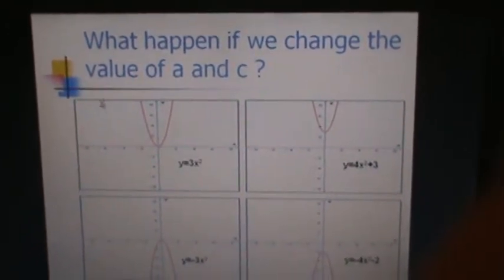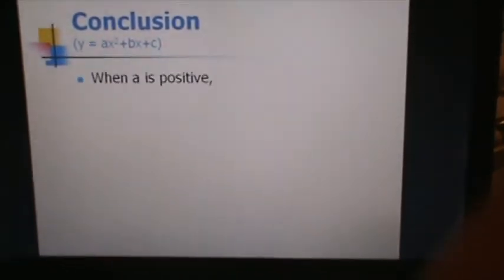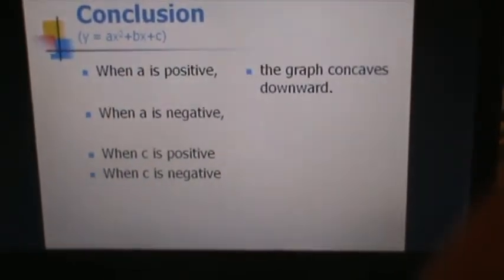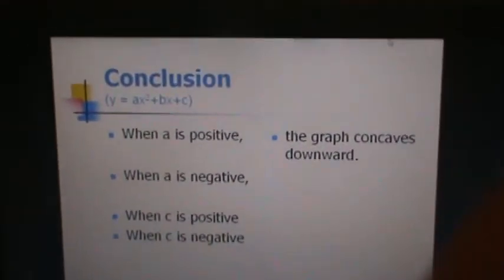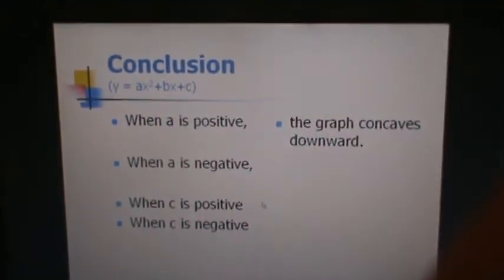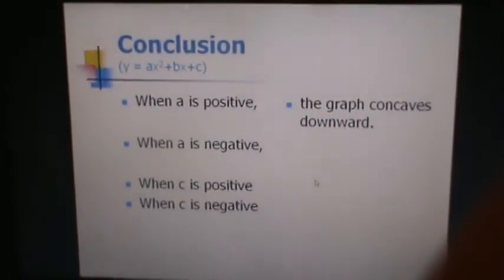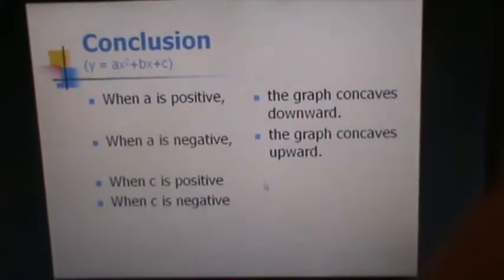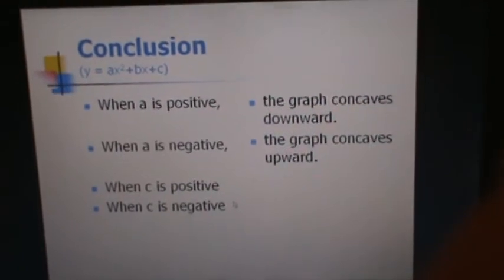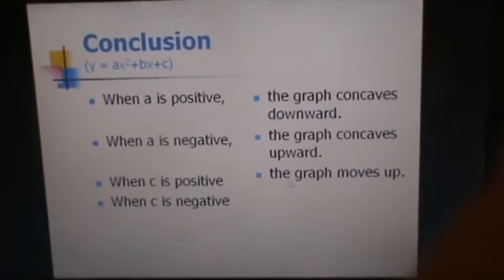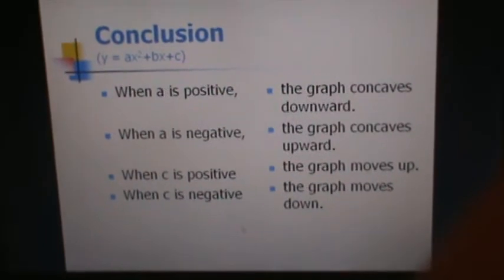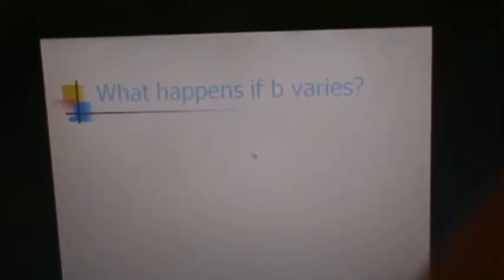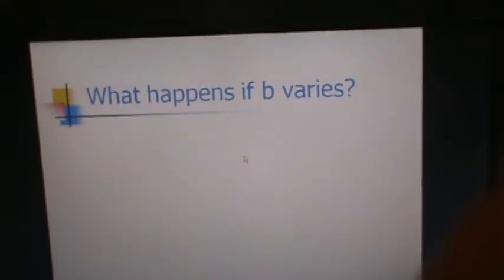Now, certain things happen when we change the value of a and b. When a is positive, our graph is going to be downward. When a is negative, our graph is going to be upward. When c is positive, our graph moves up. And when c is negative, our graph will move down. How does b affect our graph?